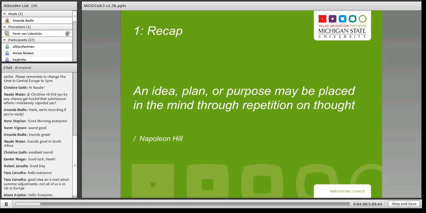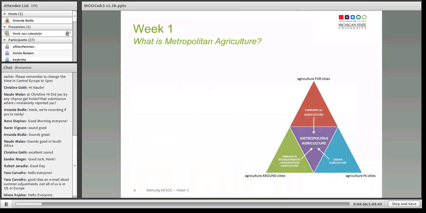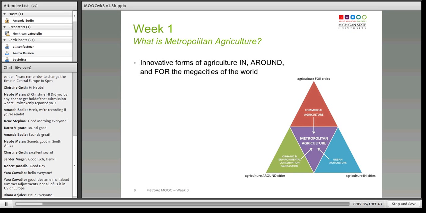In week 1 we told you what exactly is this whole idea of metropolitan agriculture. It is about innovative forms of agriculture in, around and for cities or megacities of the world. And what we do in metropolitan agriculture propositions is we create people, planet and profit values together. So we call it triple P value creation instead of ordinary value creation, which is normally just about money. And you do this by reintegrating agriculture in the metropolitan environment, and then we already saw some examples of what new ideas will pop up.